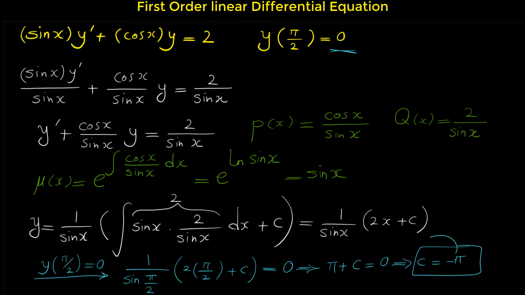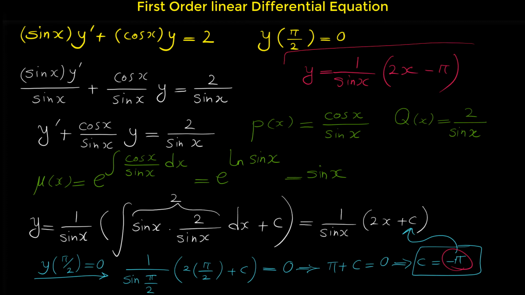Now if we plug in negative pi for c here, we can write the particular solution of this differential equation as y equals 1 over sine of x times 2x minus pi. We have to replace negative pi for c. And this is the particular solution of this equation.